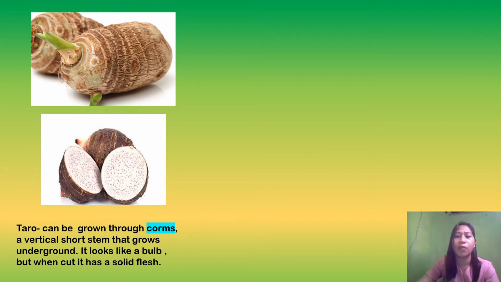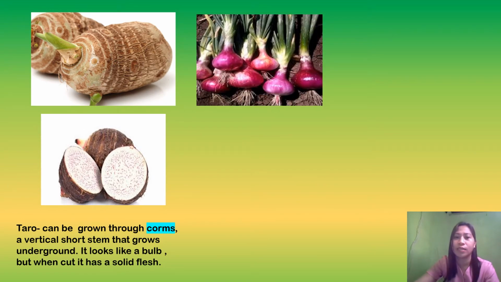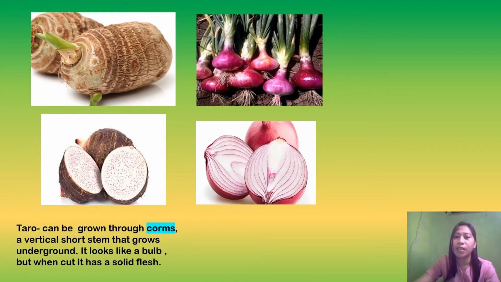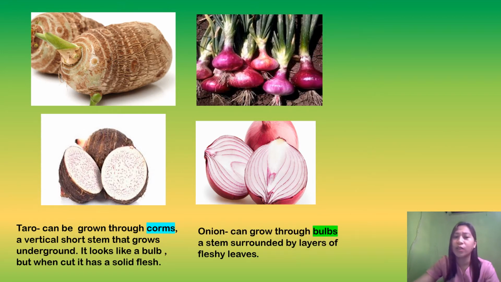All right. Then the next one is onions. Have you seen onions already? This onion is used in cooking also. How is onion being grown? Onion can grow through bulbs, a stem surrounded by layers of fleshy leaves. These are layers of fleshy leaves. So when you cut an onion, you can see inside of this are layers of fleshy leaves.